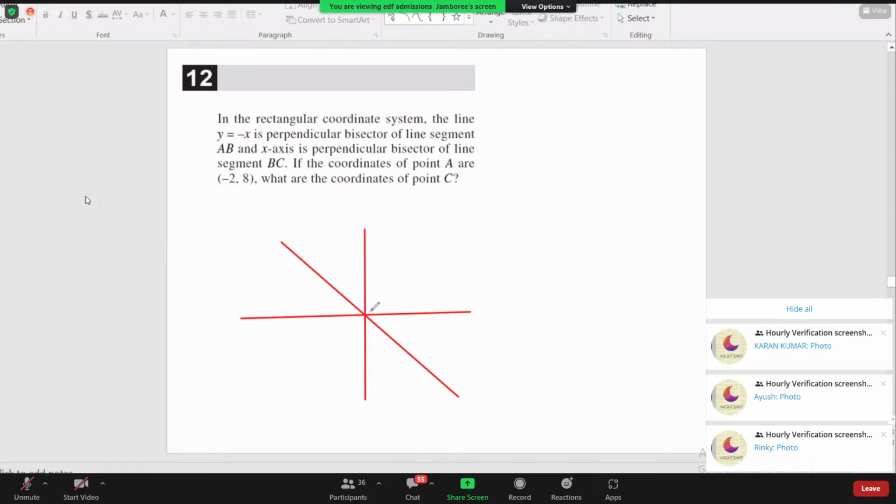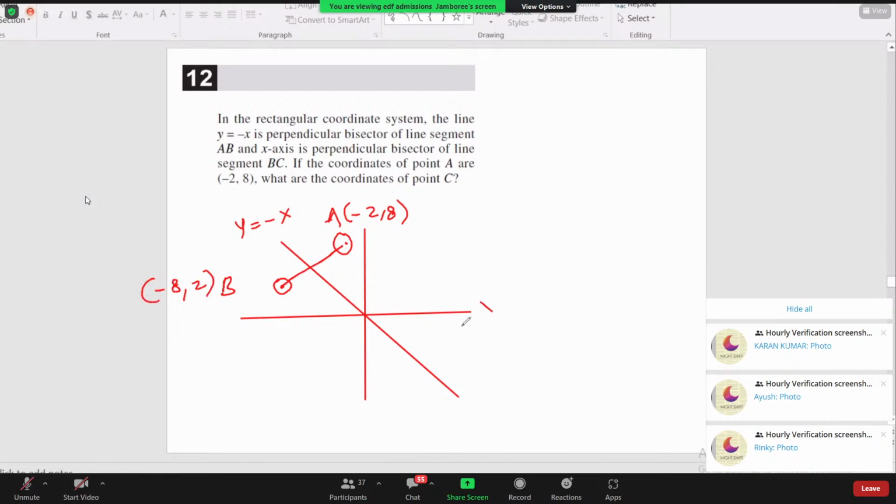So if you notice, minus 2 comma 8 will lie somewhere out here, and this is the point A having the coordinates minus 2 comma 8. Now he's saying that y is equals to minus x acts as the perpendicular bisector of the segment AB. So therefore, if A is here, B needs to be somewhere out here, and B will be the image of A along the line y is equals to minus x. So you need to flip the coordinates as well as change the sign. So this will become minus 8 comma 2.